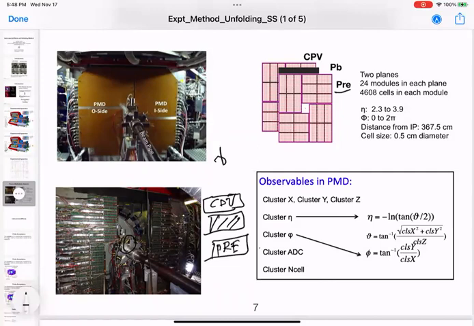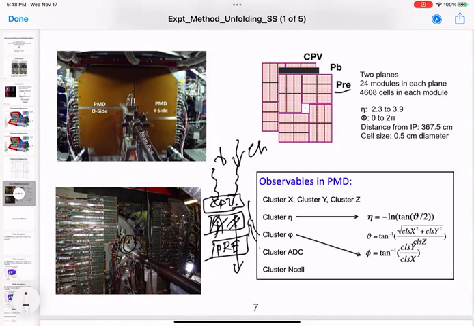So, for example, when a photon or a charged particle hits our detector, what will happen? It will pass through the CPV and give one hit in the CPV. Then it will pass through this lead converter and through the PMD. But when a photon passes through the PMD, it will produce some showering inside the PMD, and because of that showering, it will affect more than one cell.